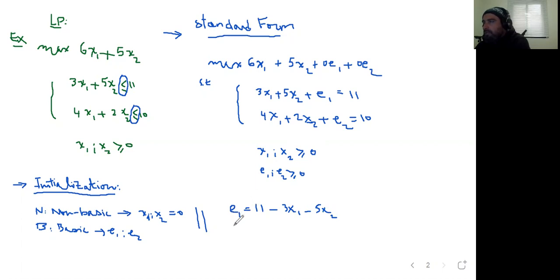Okay. And at the same time, what does this mean? It means that E1 is equal to 11 right now. Since you decided to keep x1 and x2 at 0, your slack variable is just 11. And at the same time, E2 is equal to how much? It equals 10 minus 4x1 minus 2x2. Well, at the beginning, it means that this is an acceptable solution. This is a feasible solution. It satisfies your conditions, basically. But it does not optimize your objective.